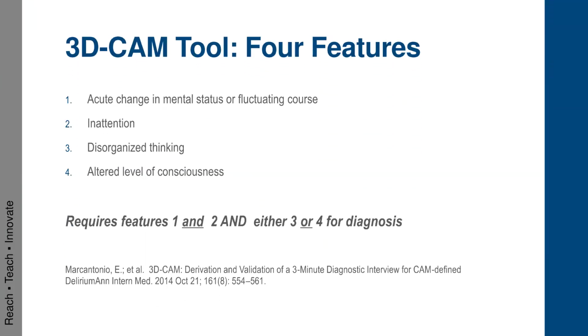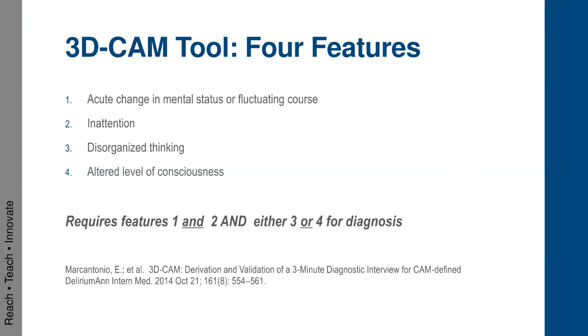The features of the confusion assessment method include, one, that there must be an acute change in mental status with a fluctuating course. So an acute change from baseline, how the patient was performing prior to this illness, is the important issue, is understanding how they were thinking before they became sick.